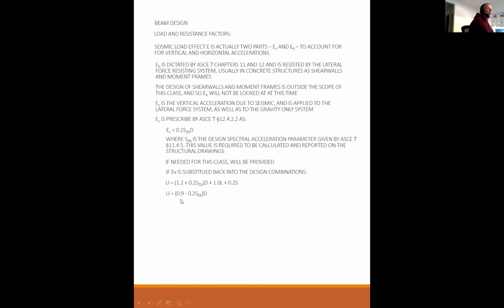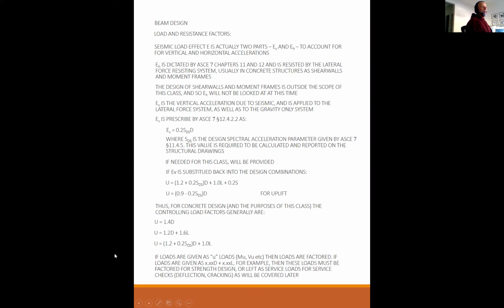Or the other one is 0.9 minus 0.2 SDS times D. And this one can really hurt you if the weight of the structure, you're counting on it to help you. So 90% becomes, this could be as low as in the 60s, like 65% for uplift. Thus, for concrete design and the purposes of this class, the controlling load factors generally are 1.4 dead, 1.2 dead plus 1.6 live, or 1.2 plus 0.2 SDS dead, 1.0 times live.